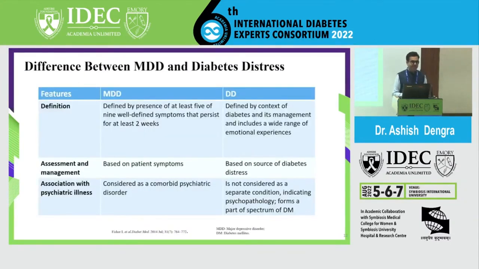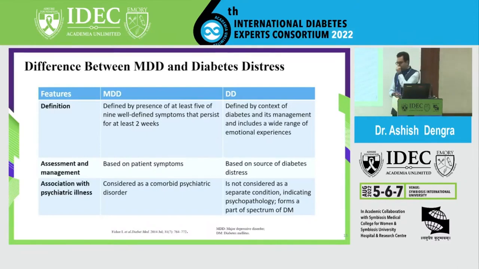So, the major differences between MDD and DD. Major depressive disorder should have at least 5 of the 9 well-defined symptoms that we will see, and that persist for at least 2 weeks, like not having a thrill in watching TV or playing games, being depressed, not eating properly or overeating. All these are some symptoms of depressive disorder. So based on patient symptoms, it is considered a comorbid psychiatric disorder.